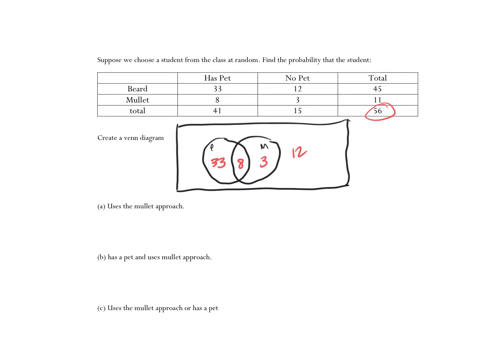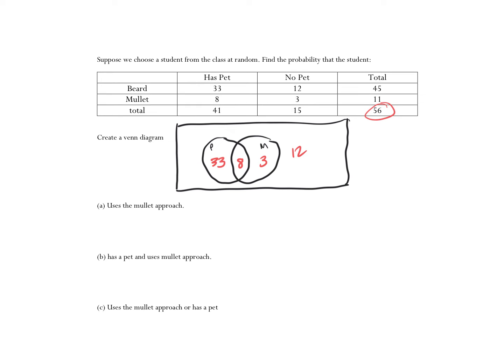Okay. Now, if I ask you guys to find the probability of somebody using a mullet, you would say? 8 over 41. Oh, wait, is that just a... Oh, 11. P given M. No, just finding the probability of getting a mullet, yes? Or using the mullet approach. Yeah. 11. What is the letter in the middle? It looks like an L, but it's actually a parenthesis.